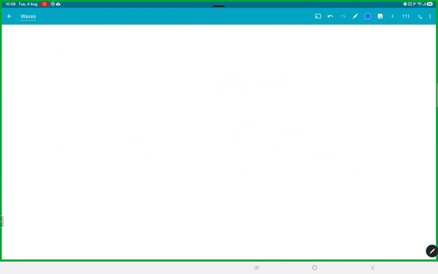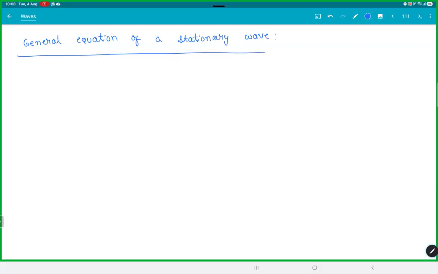The next thing, the general equation of a stationary wave. How should a stationary wave equation look? This is another good thing. Now, the equation which I wrote, 2a sine kx cos omega t, is one of the cases. The general equation actually looks like this.